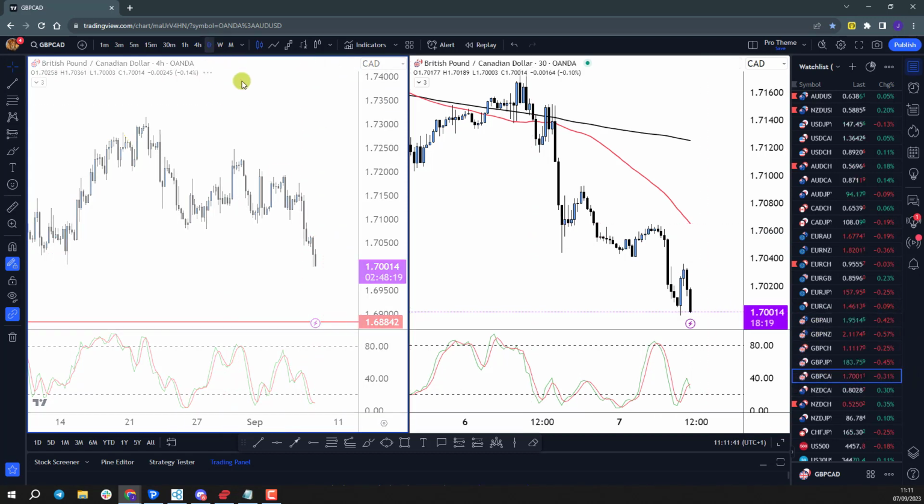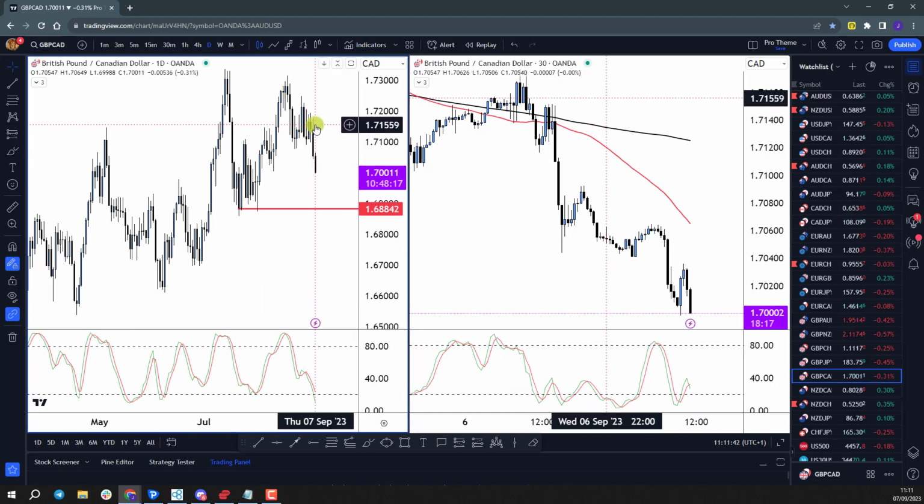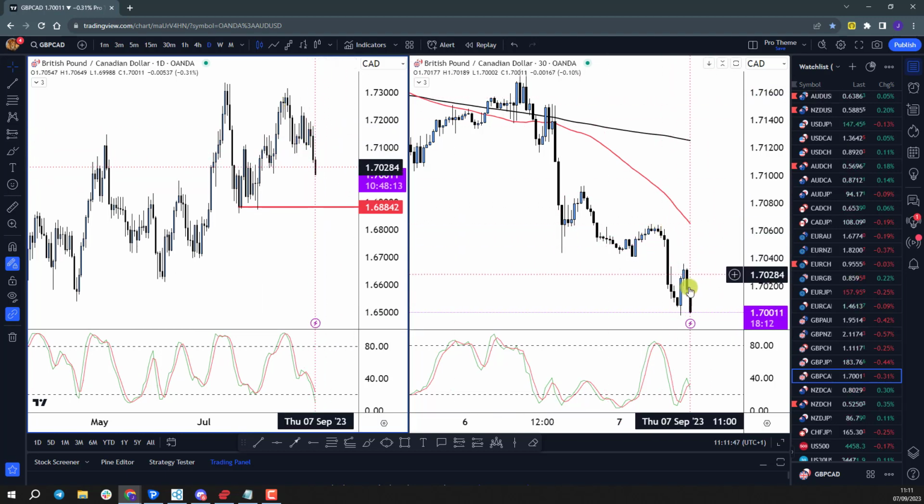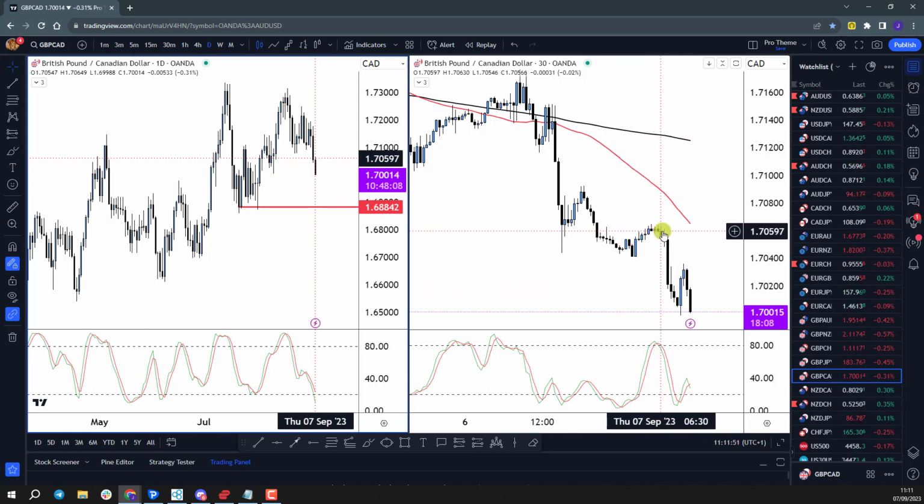If I just go up to the daily chart here on pound CAD, for instance, you can see very strong bearish close. That looks to be following through into today as well. We did get a sort of opportunity form around about 6:30 a.m., but obviously I wasn't really at the charts at 6:30 a.m. this morning, so that wasn't something that I was particularly looking at the time.